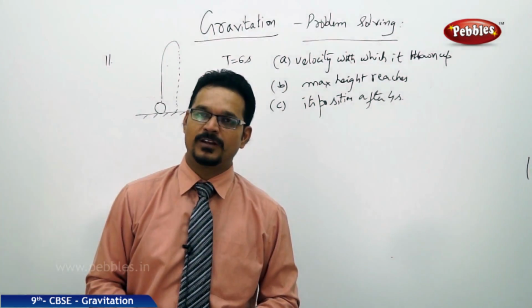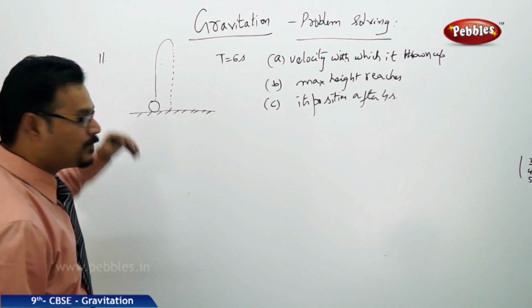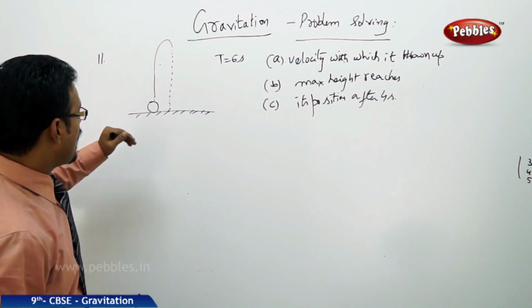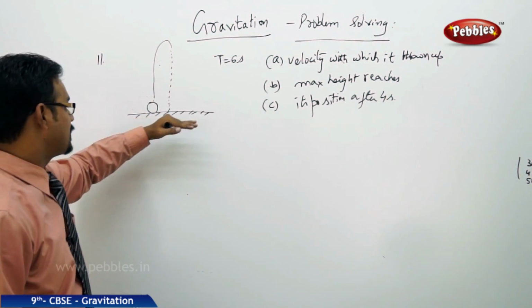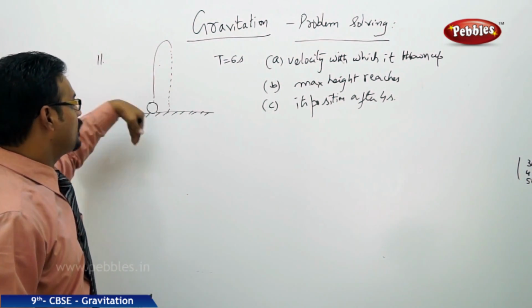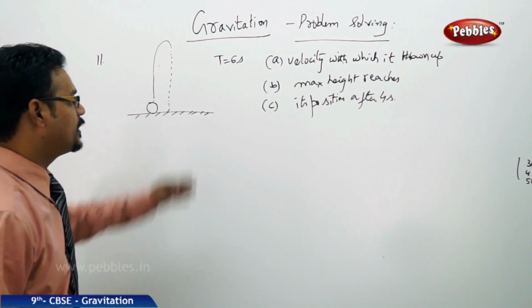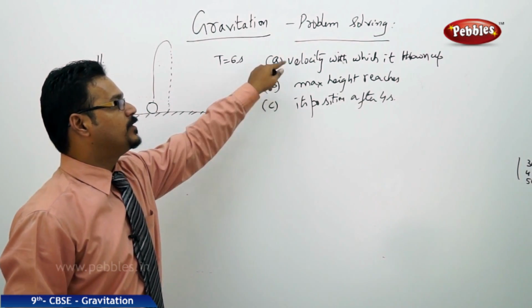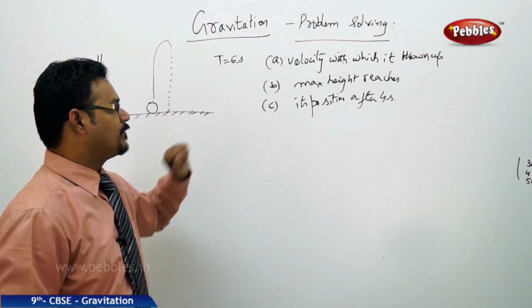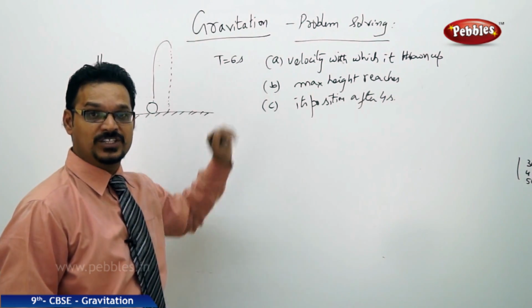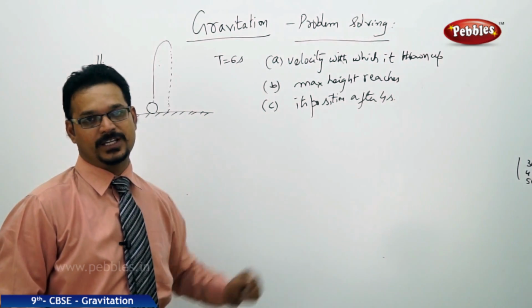So one more challenging numerical for you. There is a stone which is thrown upwards, and after reaching maximum height, it falls to the ground at the same level, and the total time taken is 6 seconds. Now there are 3 questions. One is the velocity with which it is thrown up, you need to calculate. Second, you need to calculate the maximum height reached, and you need to calculate its position after 4 seconds.